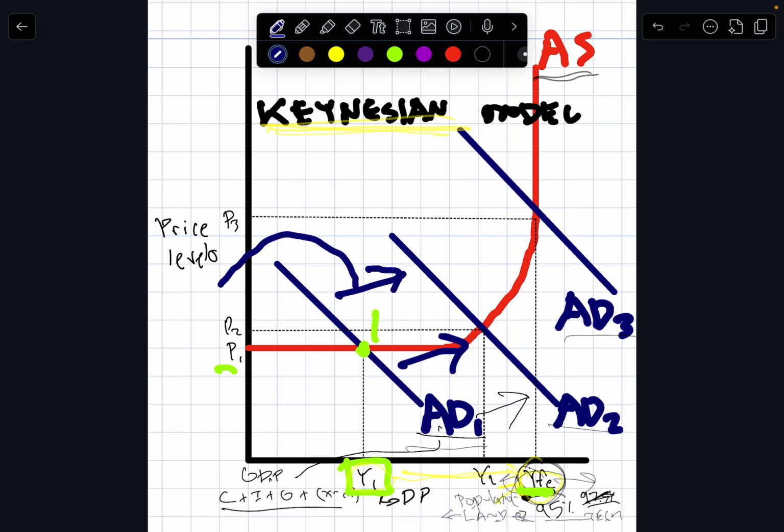Keynesians would say, in order for this to happen, we have to increase C. Maybe we can do things like cut interest rates, right? Increase spending. Maybe we can cut income taxes. Maybe we can do things like, for I, cut business taxes. Maybe we can lower interest rates for businesses as well.